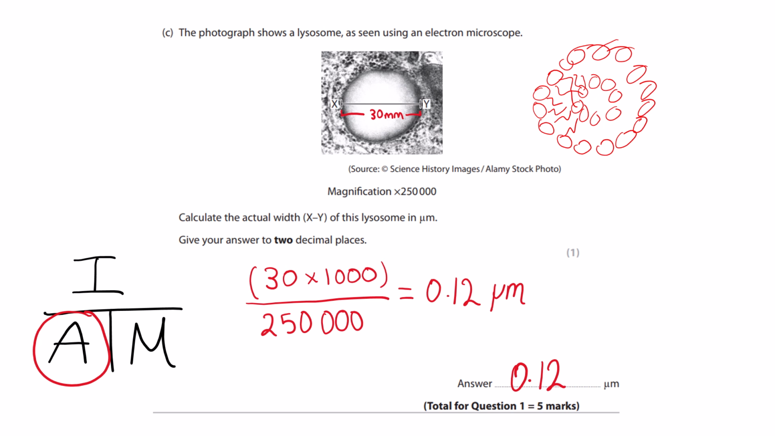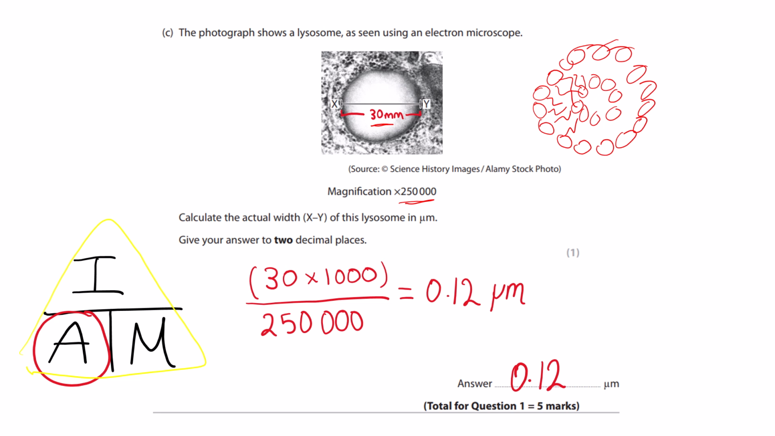Okay, so the magnification is times 250,000, and I measured the distance from X to Y in millimeters, which gave me 30 millimeters, or it's going to give you 3 centimeters, and then you convert it to millimeters. So I'm going to use this triangle over here, the I-am triangle, where I have I as my image size, A as my actual, M as my magnification.